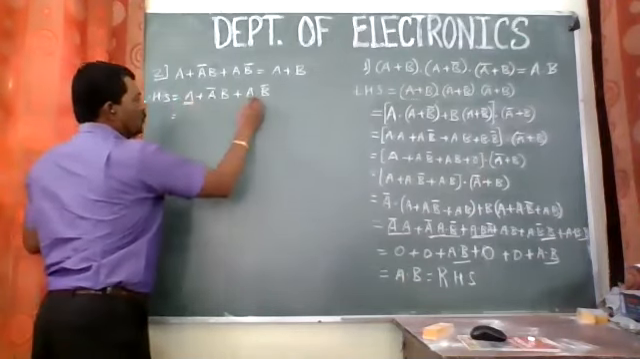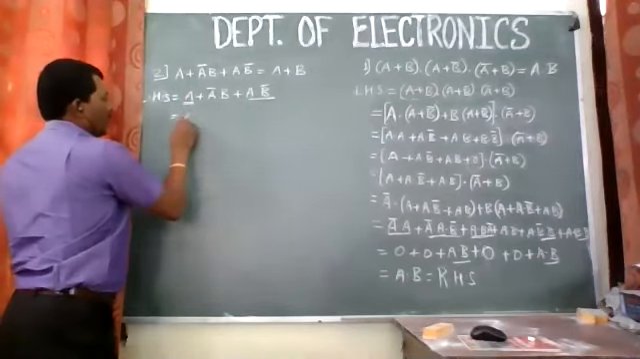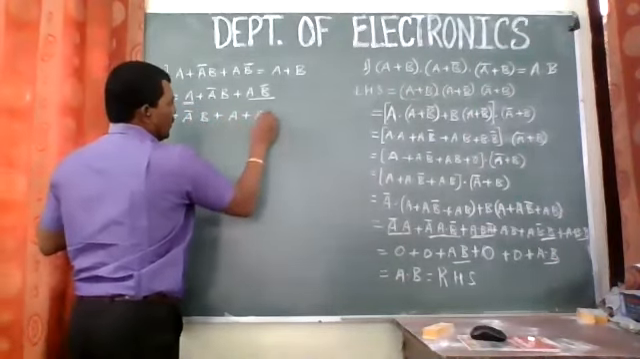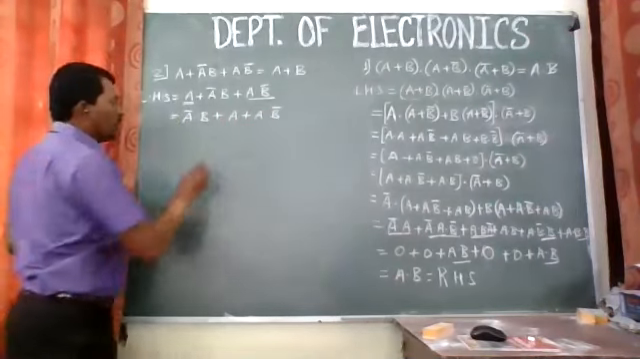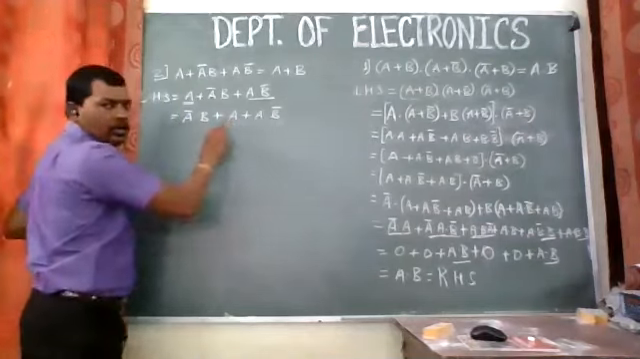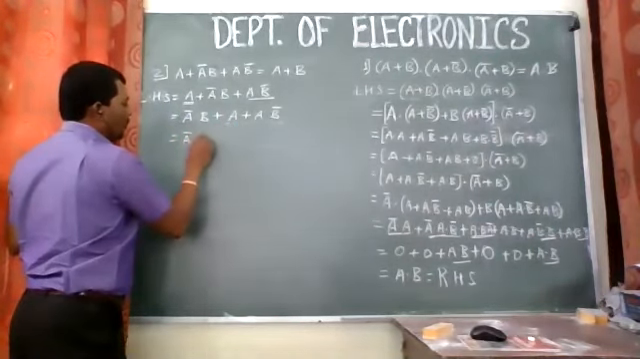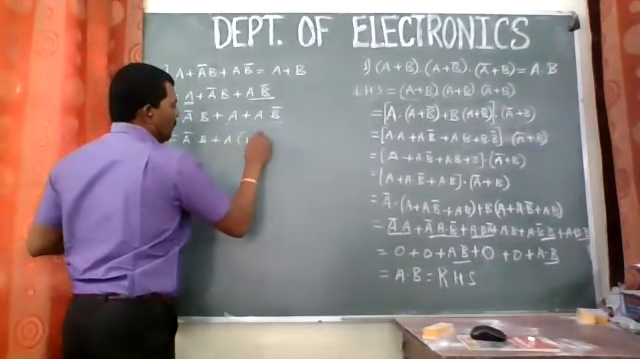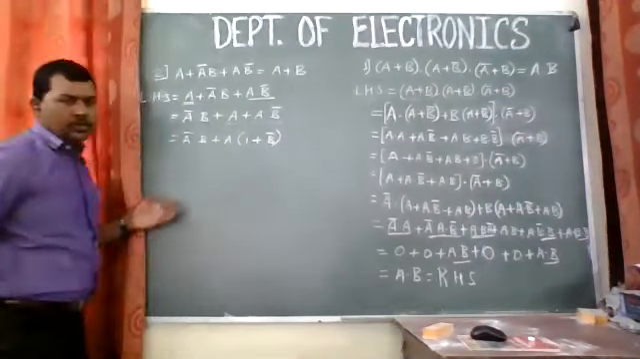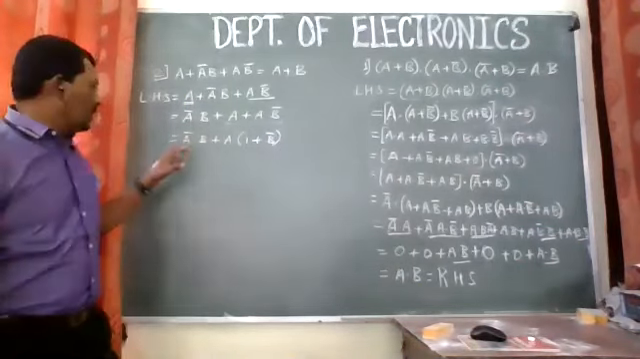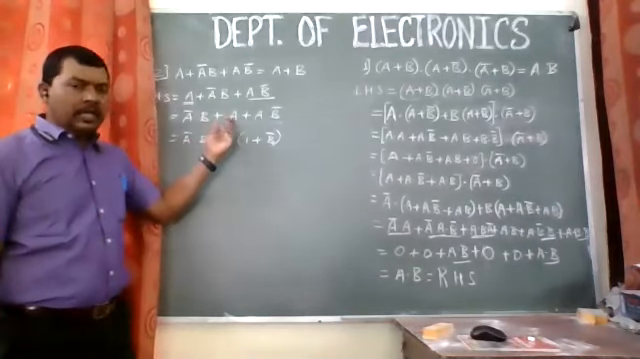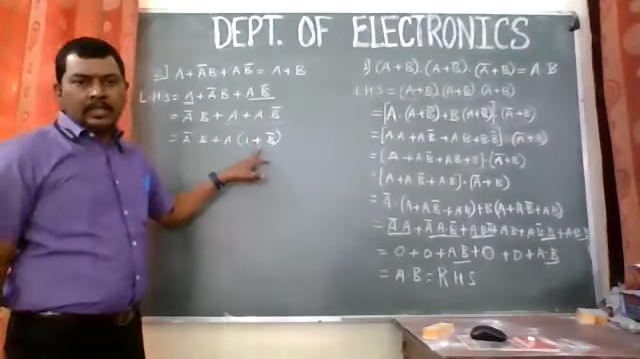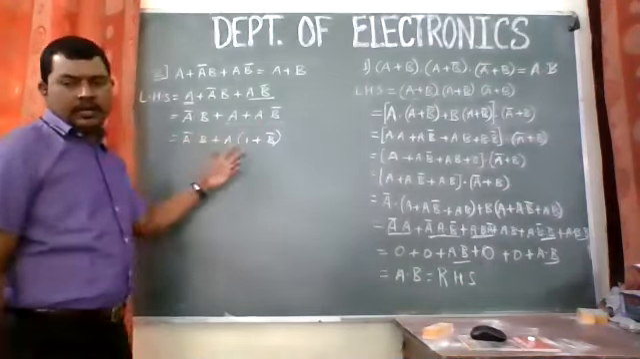So I will use these two terms, a bar dot b plus a plus a dot b bar. Is it okay? From here we can take a as common. So we'll have a bar dot b plus a as common, and here we will be having 1 plus b bar. I have taken a as common from these two terms, and here it will remain 1 plus b bar. Have you got this? Just check it out.